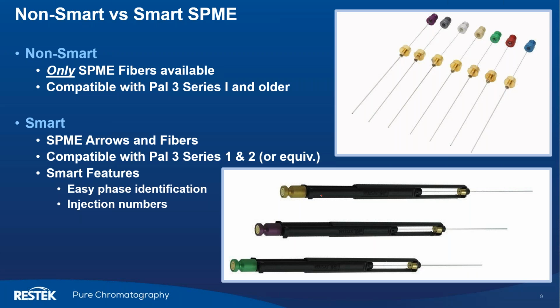And for those of you who are new to this technology, the smart device is made smart by having a chip in the end of it, which can be read by the autosampler. This allows you to easily identify the phase or the coating that is placed onto the fiber or arrow, and also shows you the number of injections, which can come in handy if you replace your arrows or fibers after a set number of injections.